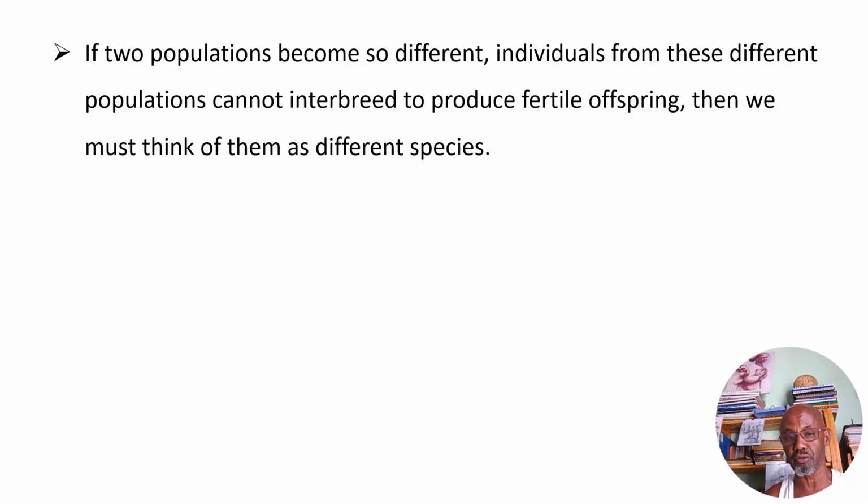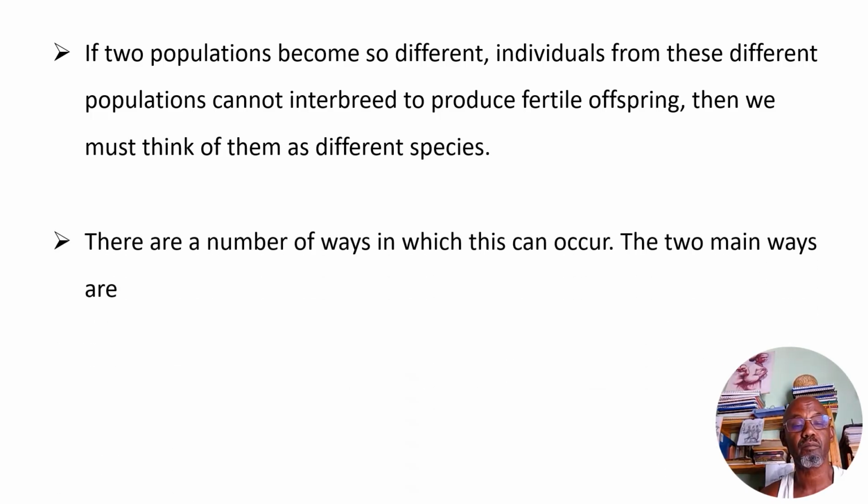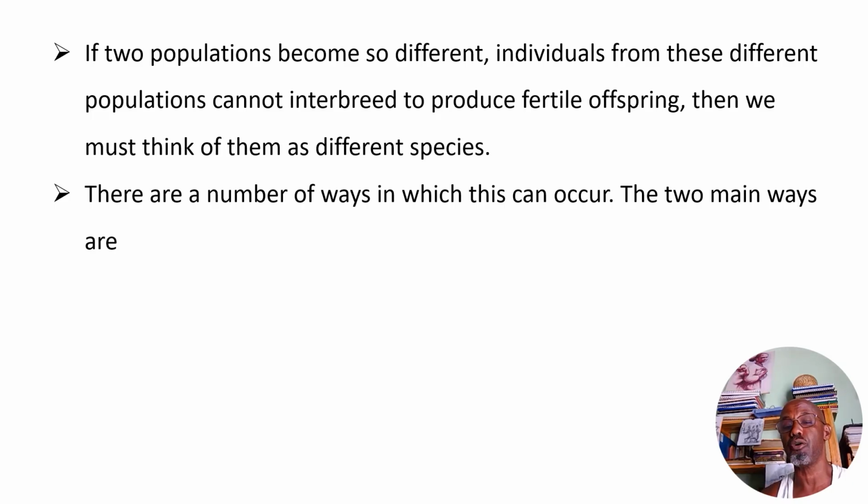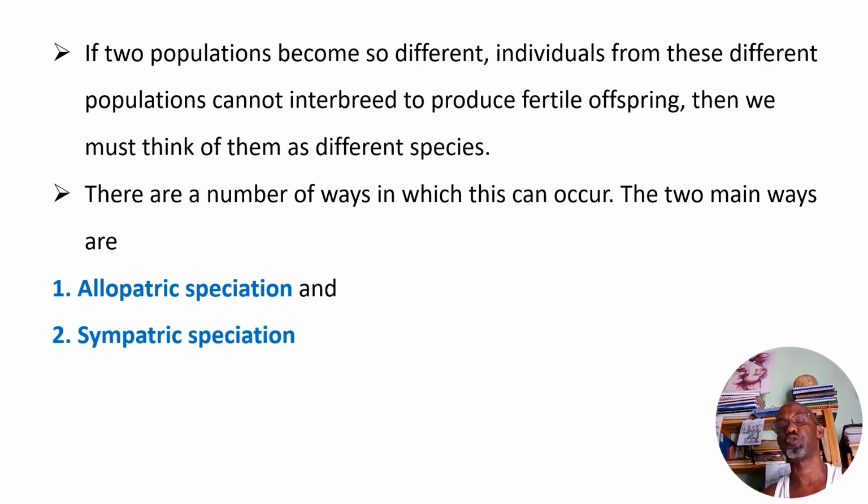What does reproductive isolation mean? Reproductively isolated means they can't reproduce and produce fertile offspring. There are a number of ways in which this can occur. The two main ways, that means the two main mechanisms by which speciation happens and a new species is formed, are allopatric speciation and sympatric speciation.